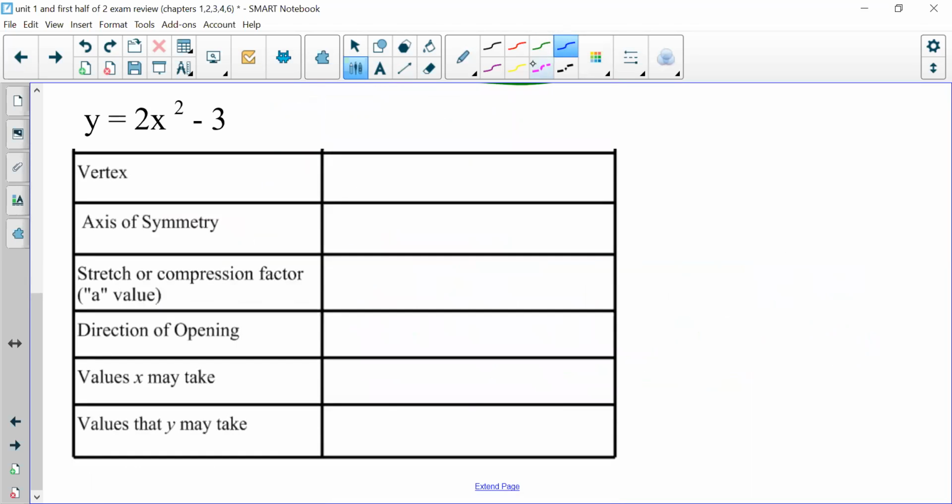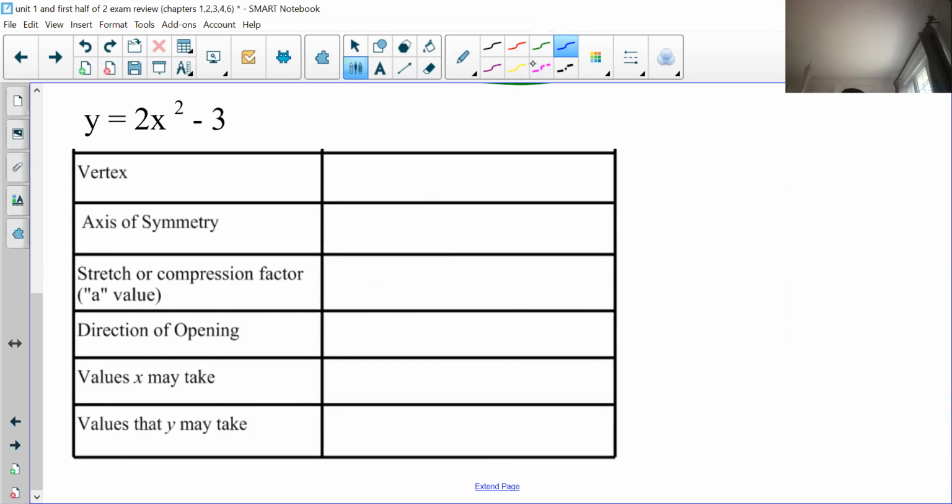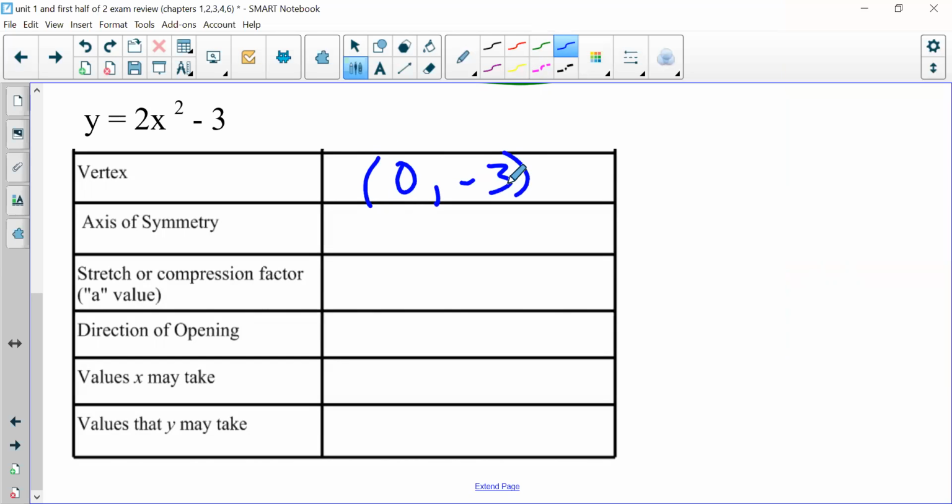Who can help me with this? Who wants to fill in this transformation chart? I want to hear a different voice. Would it be 0 and -3? The vertex point is 0, -3. Okay. Mia, you want to keep going? Sure. Then it would be x equals 0. Fantastic. And then it'd be stretched by 2. Fantastic. It opens up because it's +2.